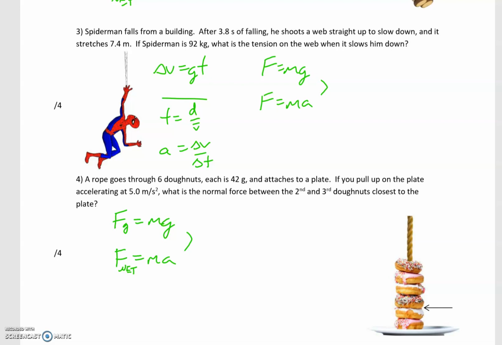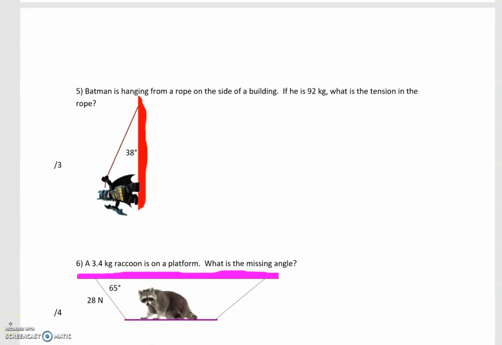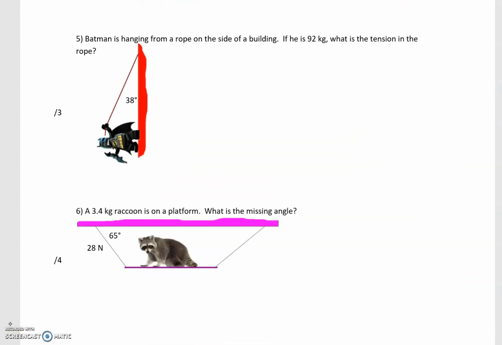All right, so next we go on to some tension questions with hanging stuff. The first one here, we've got Batman hanging from a rope inside of a building. He's 92. What's the tension on the rope?